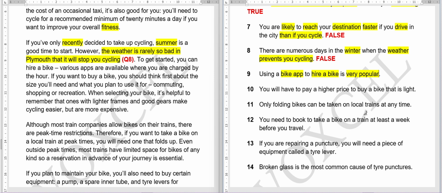And if we don't have any information about what's popular or how they book bikes, our answer will be not given. Hope it is clear. So let's read it. To get started, you can hire a bike. Various apps are available where you are charged by the hour. If you want to buy a bike, you should think first about the size. Now they are trying to tell you about buying. So this is our location. They're saying if you want to hire a bike, there are various apps available that charge you by the hour. So that's our location. Now you will have around 10 seconds. Tell me the answer and the time starts now.